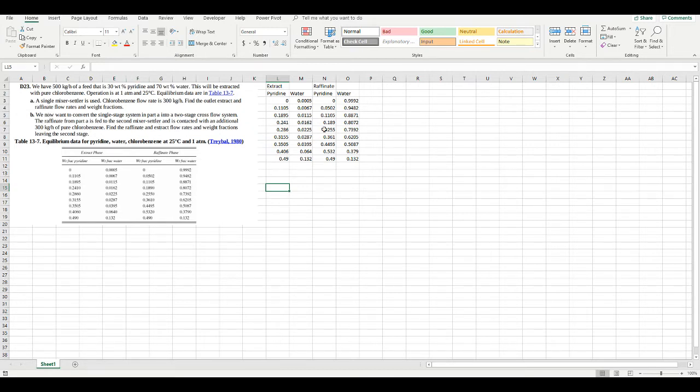So before we get started, let's first write out all the stream information that we know. So we have the feed, and then we have the extract, and the extract is chlorobenzene, and then the flow rate here is 500 kilograms per hour, and the extract is 300 kilograms. Now for the composition, we have water, pyridine, and then chlorobenzene.